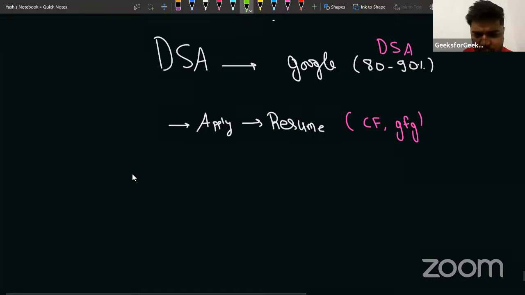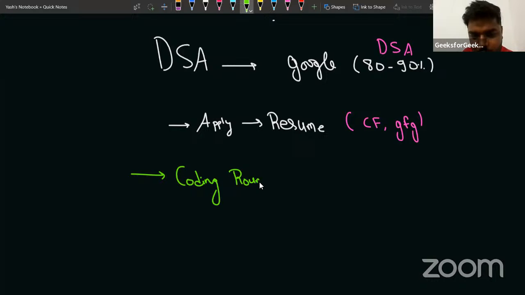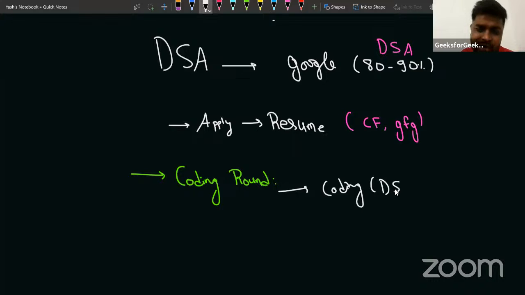After this, the second step after applying, or you can say the first step of the hiring process, is the coding round. What happens in these coding rounds? Mostly there are two parts. The first part is the coding questions. Basically you have to code two or three questions, which can be easy, medium or hard level. You have to do DSA questions, and you can also be asked some MCQs.